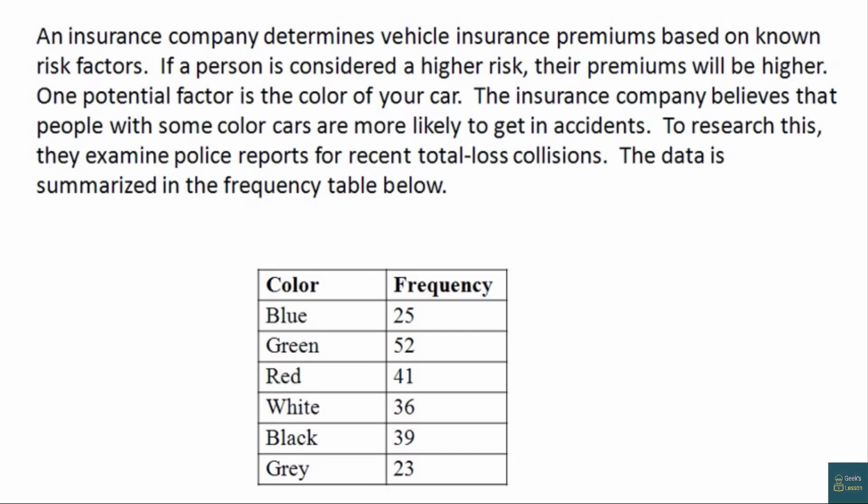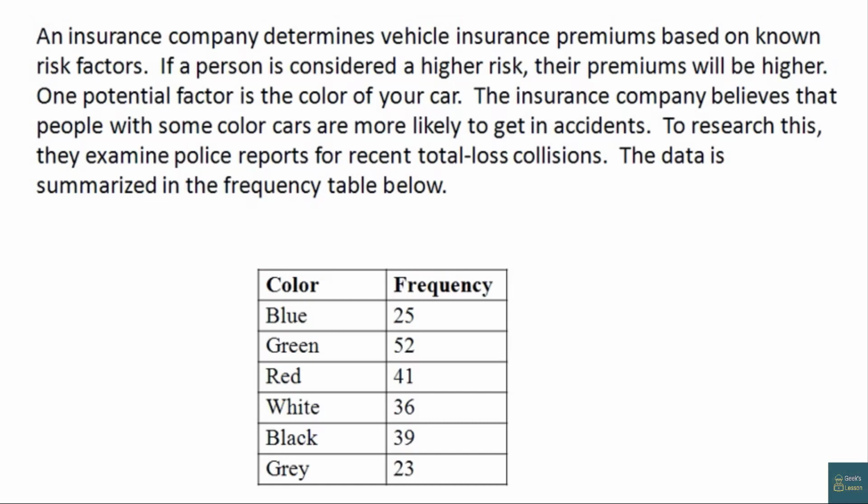An insurance company determines vehicle insurance premiums based on known risk factors and then charges accordingly. And interestingly, one of those factors is the color of your car. The insurance company believes that people with some color cars are more likely to get into accidents. And so, to research this, they examine police reports for total loss collisions, and they find this data.